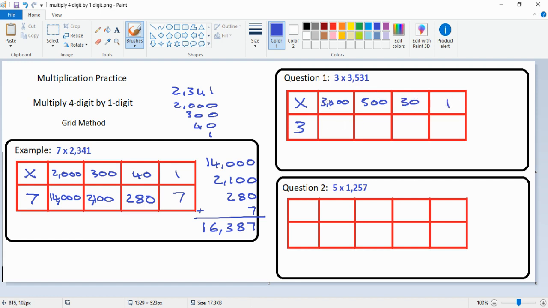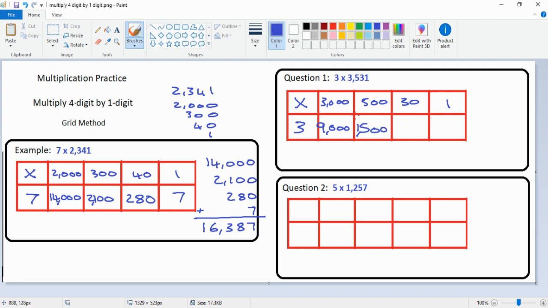Multiply 3 by 3,000. Well, 3 by 3 is 9. And then I've got 1, 2, 3 zeros I need to bring back in. 3 times 500, or 3 times 5 is 15. Then I've got the 2 zeros that I ignored. I'm going to bring those back. I've got 1,500. I'll put a little comma between the hundreds and the thousands, please.